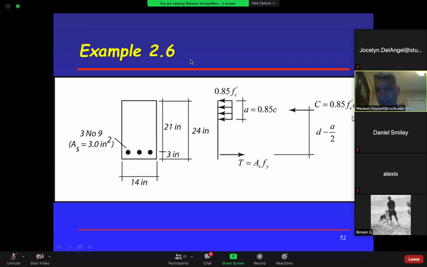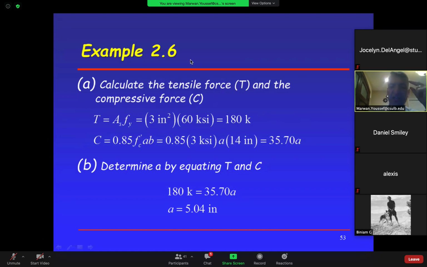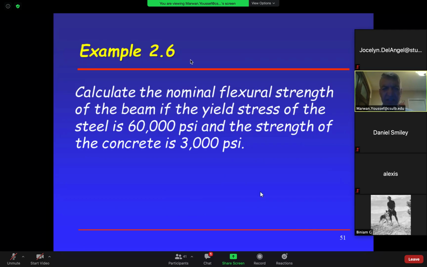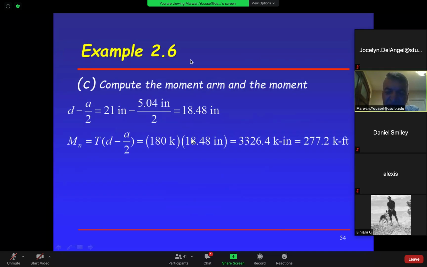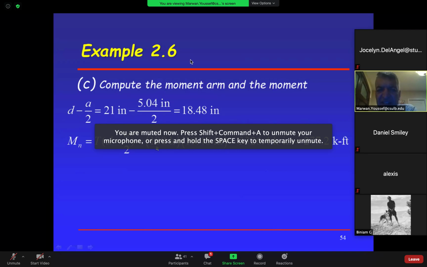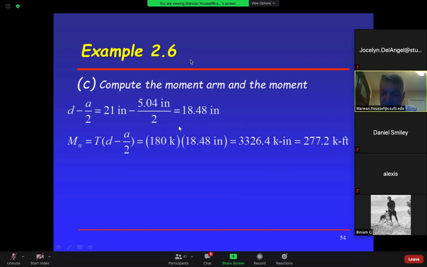a is equal to this. I just finished this equation. I'm going to go to this equation, 0.85 f'c a times b. So C equals 0.85 f'c a times b. 0.85 is constant. f'c is 3 ksi. Why is that? Because he told me the compressive strength of concrete is 3,000 psi. So f'c is 3 ksi.